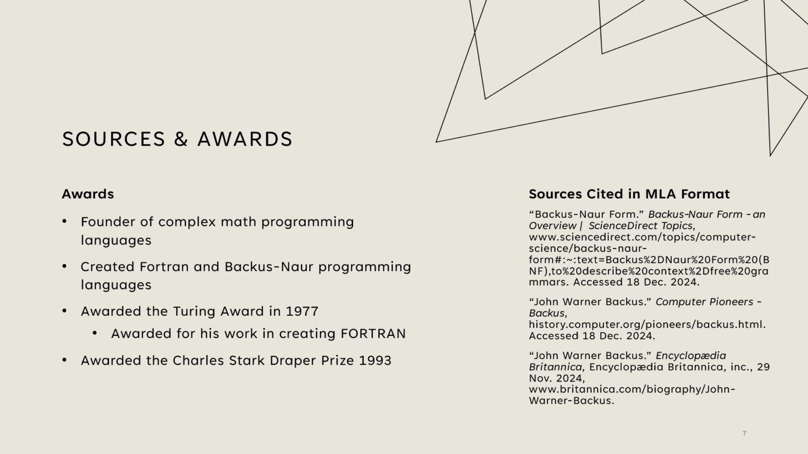John was awarded the Turing Award in 1977 for his work on Fortran, and was awarded the Charles Stark Draper Prize in 1993 for his contributions to computer science. He was a founder of complex math programming languages when he created Fortran and Backus-Knorr programming.